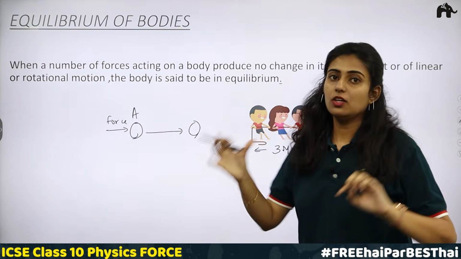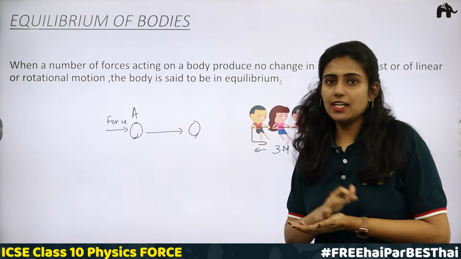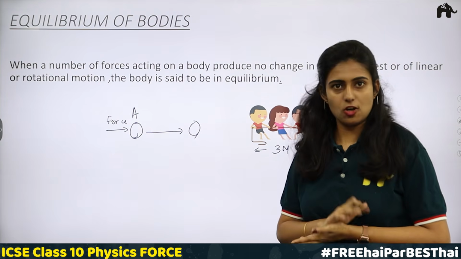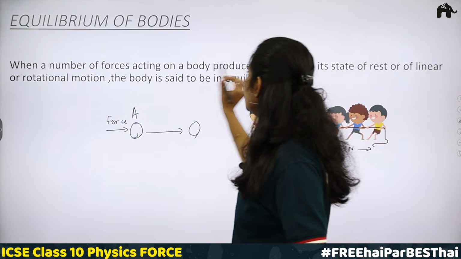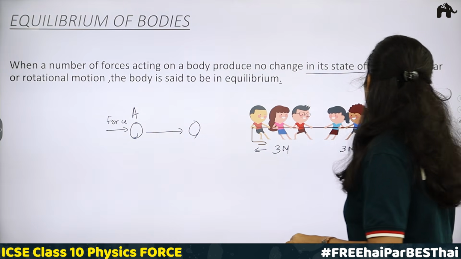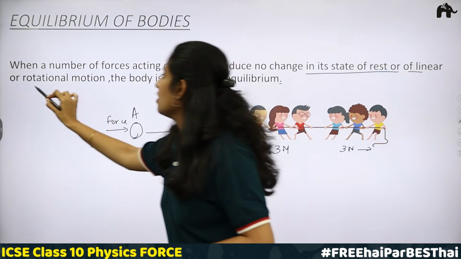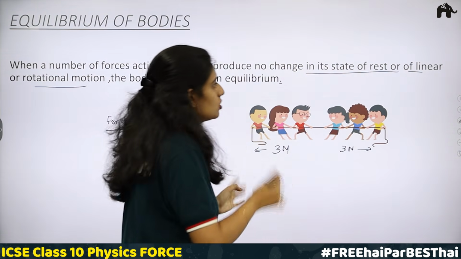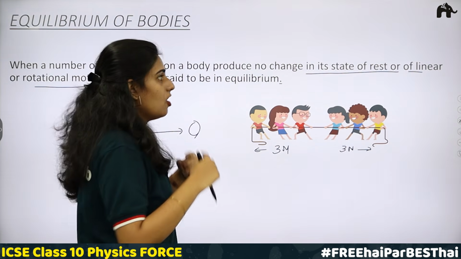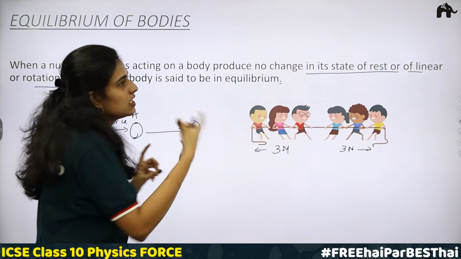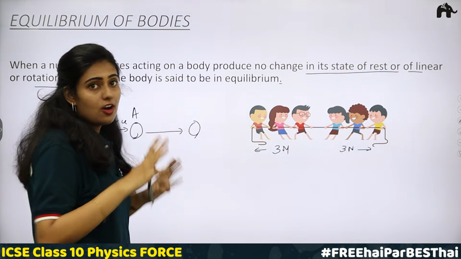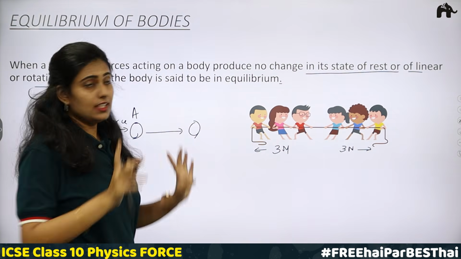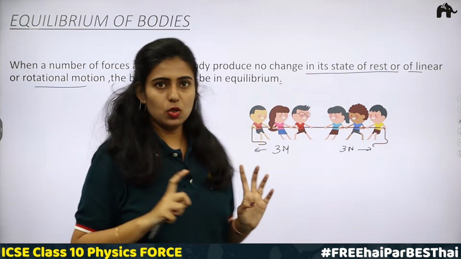It is not necessary that there are only two forces. It can be any number of forces, but there is no motion produced. There is no movement caused. When a number of forces acting on a body produce no change in its state of rest or of linear or rotational motion, the body is said to be in equilibrium. If it is having a rotational motion, it will continue in the same motion, or the linear motion, it will continue. There is no change caused to it. There is no change in its state of rest, or its state of linear or rotational motion. In that case, the body is said to be in equilibrium.